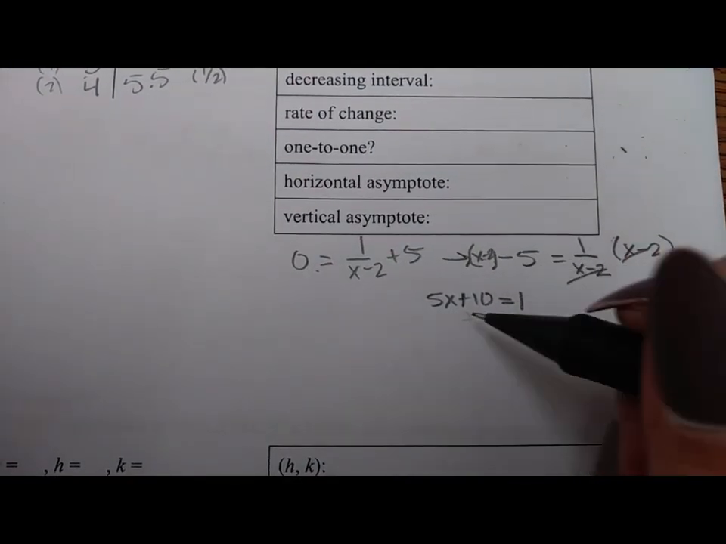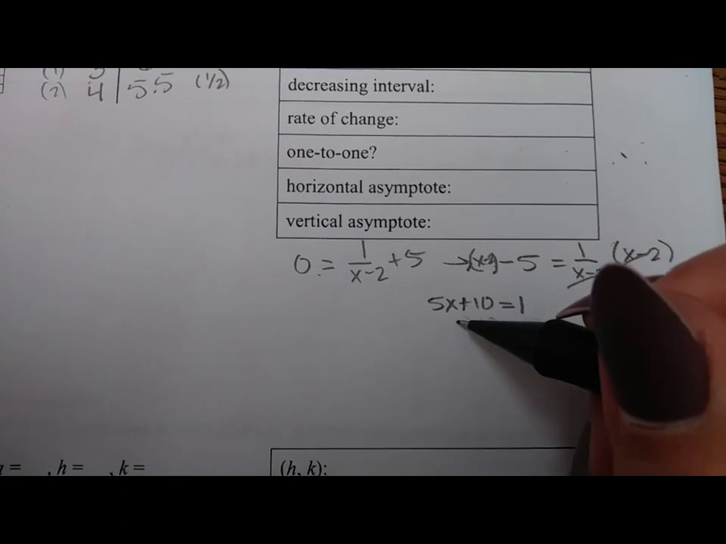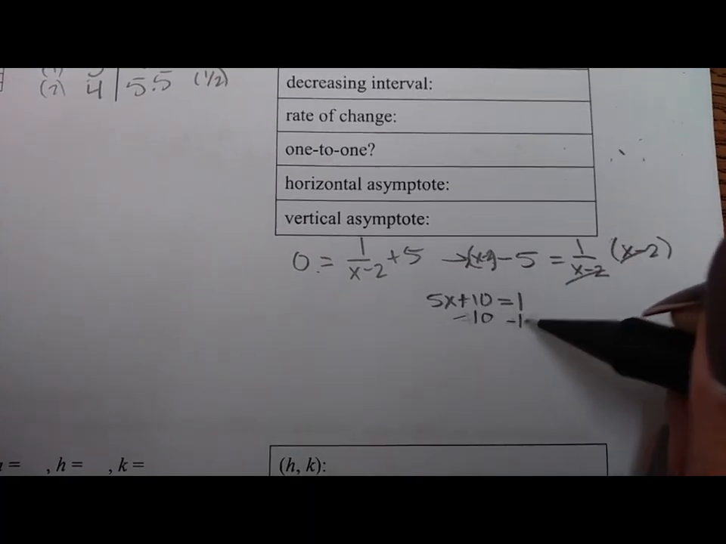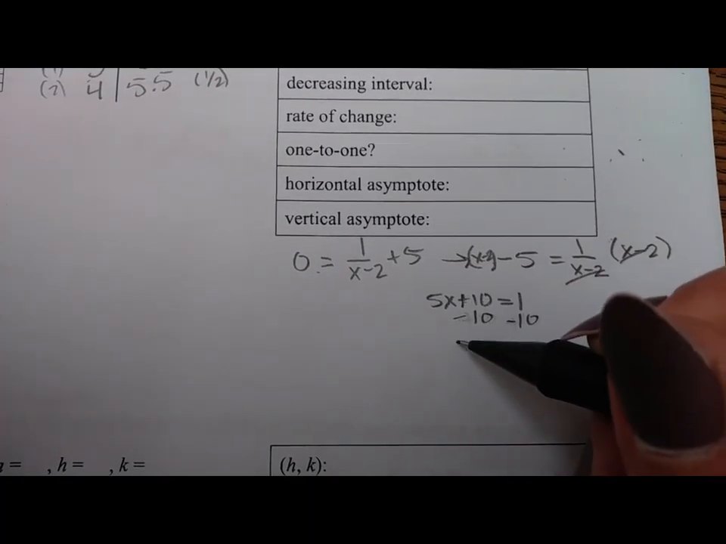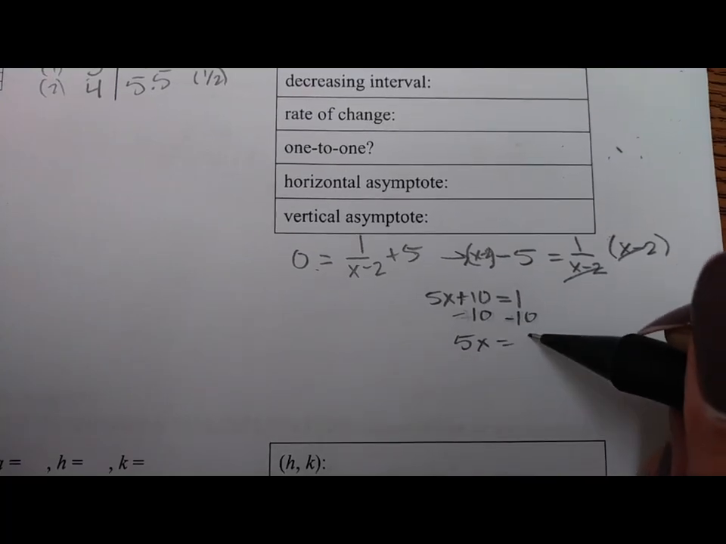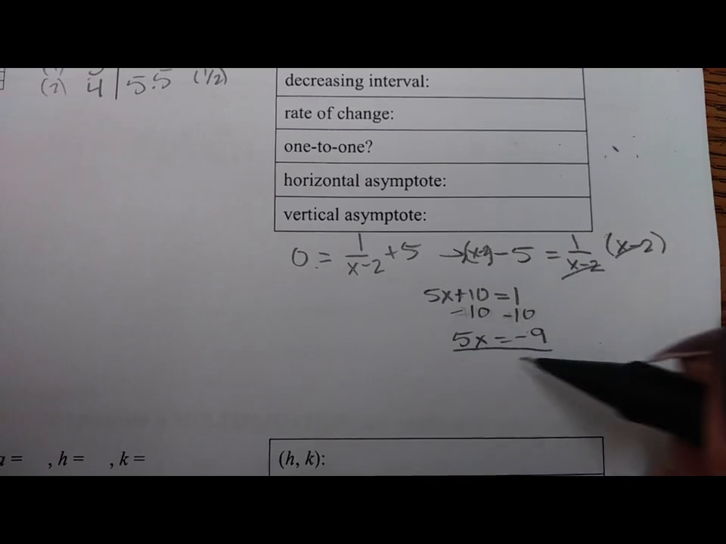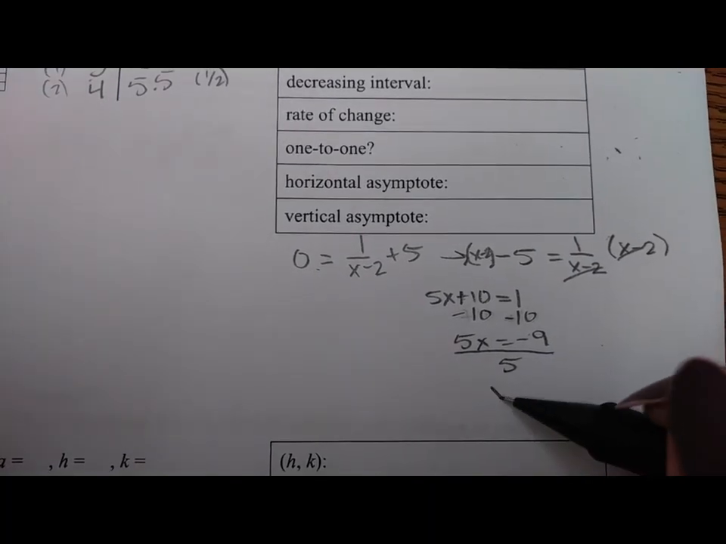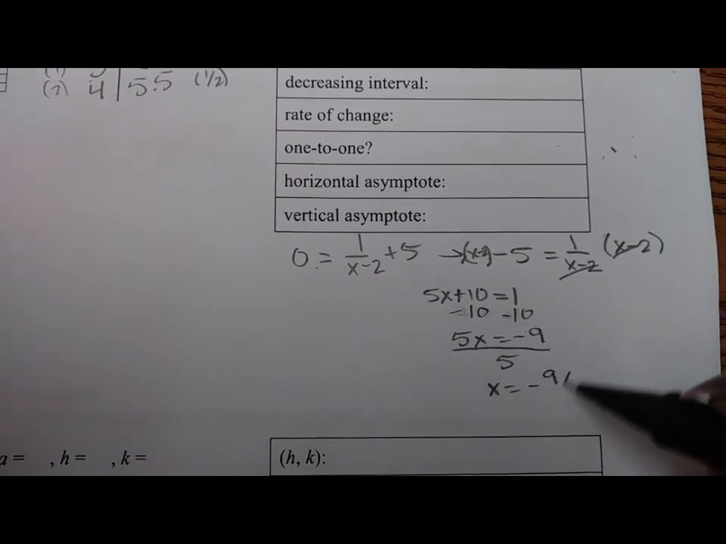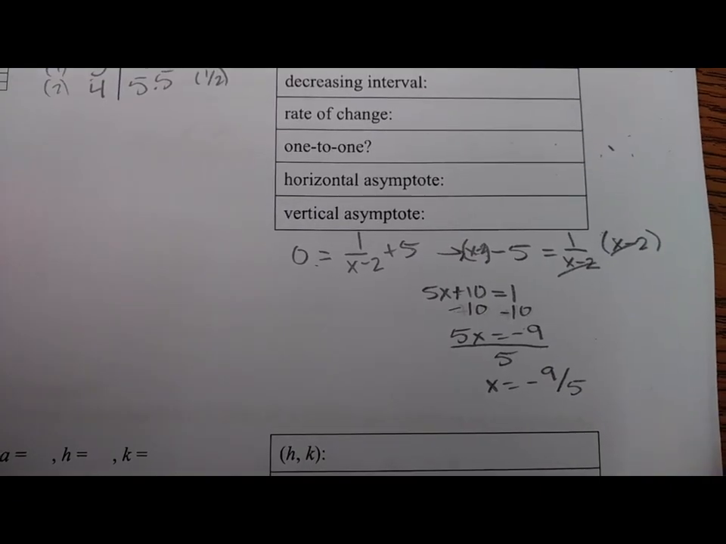-2 times -5 would be positive 10. So we're subtracting 10. And that will give us 5x equals -9. And then we're going to divide it all by 5. So x will equal -9 over 5.